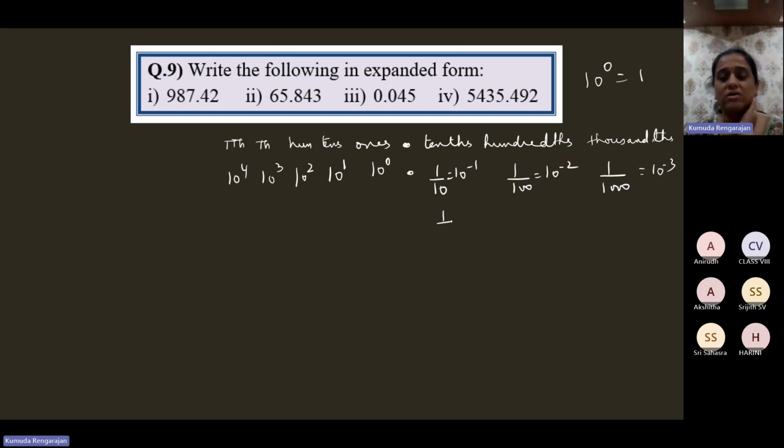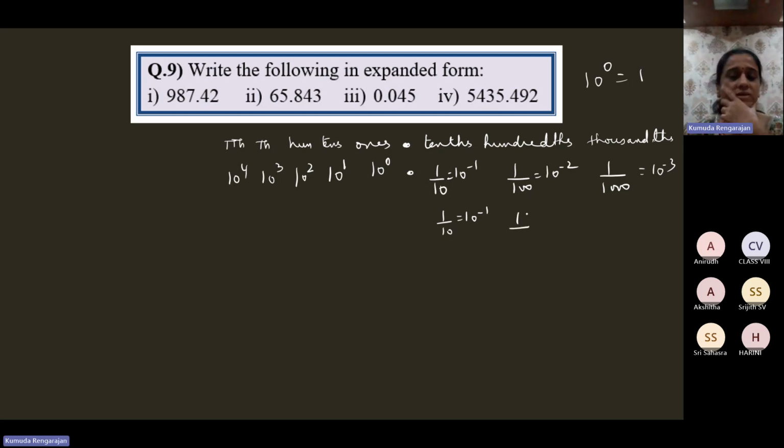Why? Because 1 by 10 is 10 to the power minus 1. You understand, because reciprocal of the base, negative of the power. The reciprocal of 1 by 10 is 10. And the power, you don't see any power there, which means it's 1, negative of the power, so minus 1.